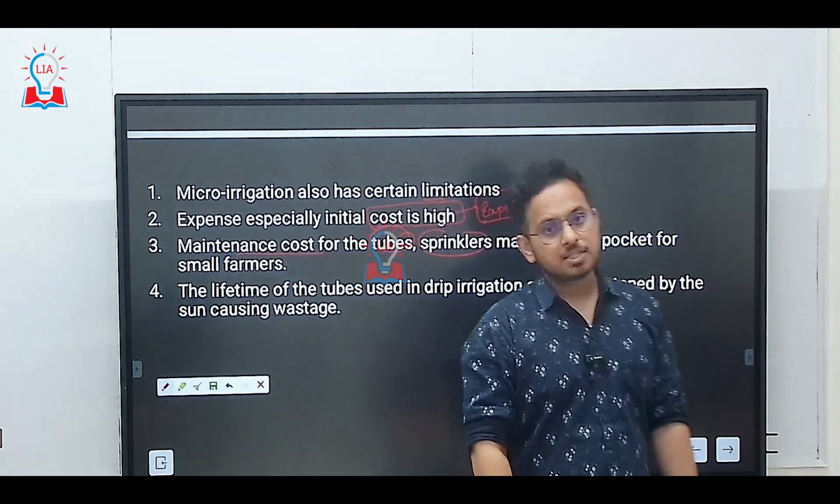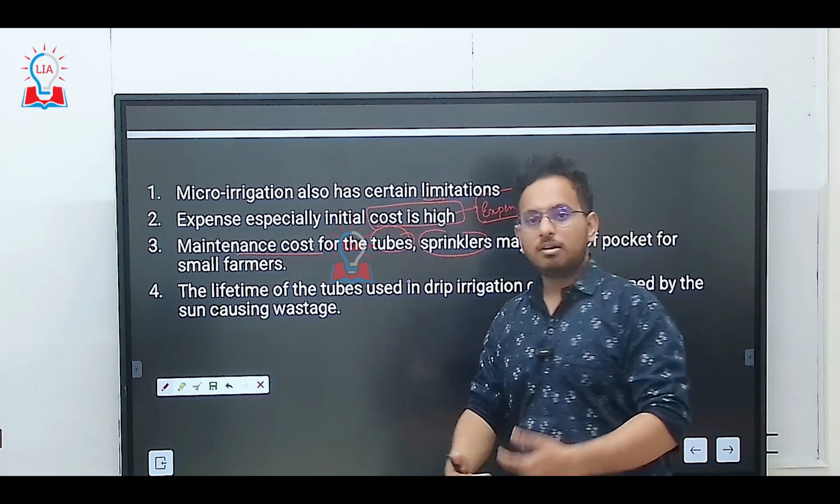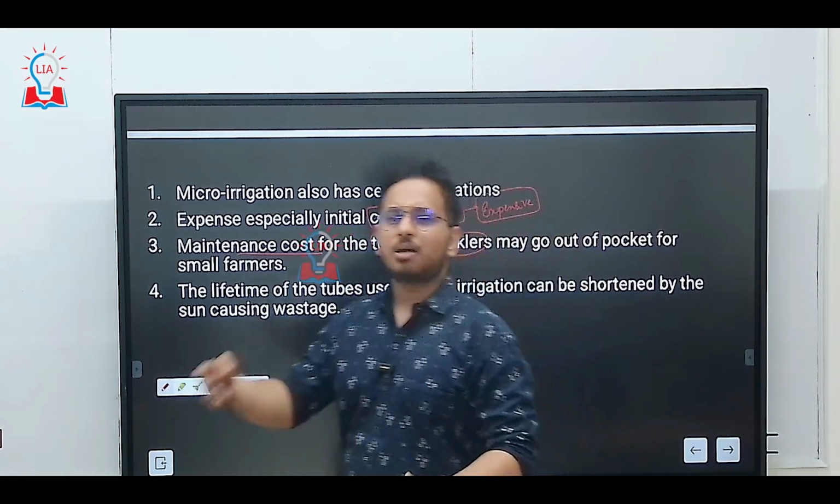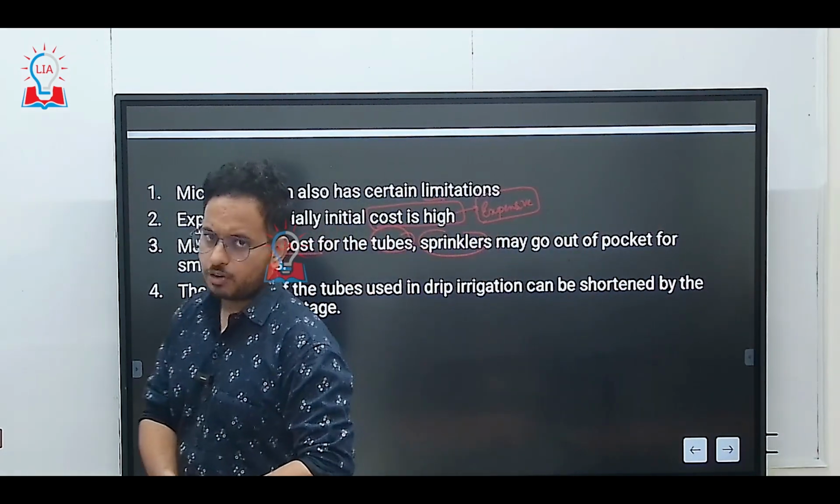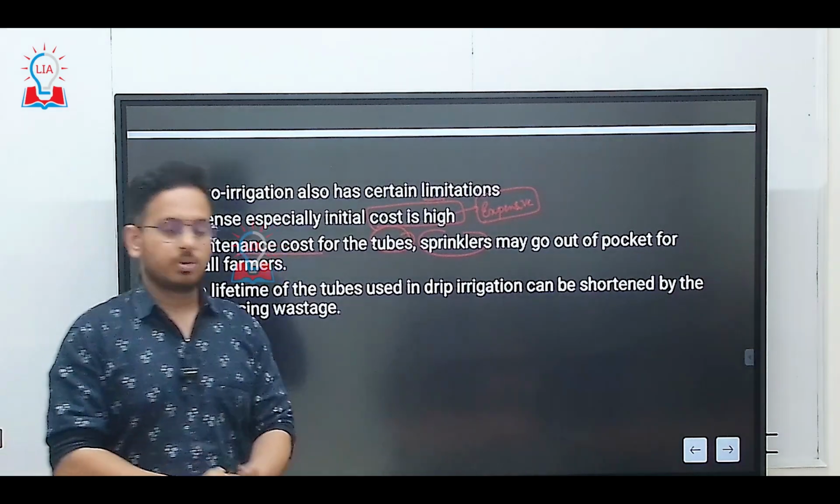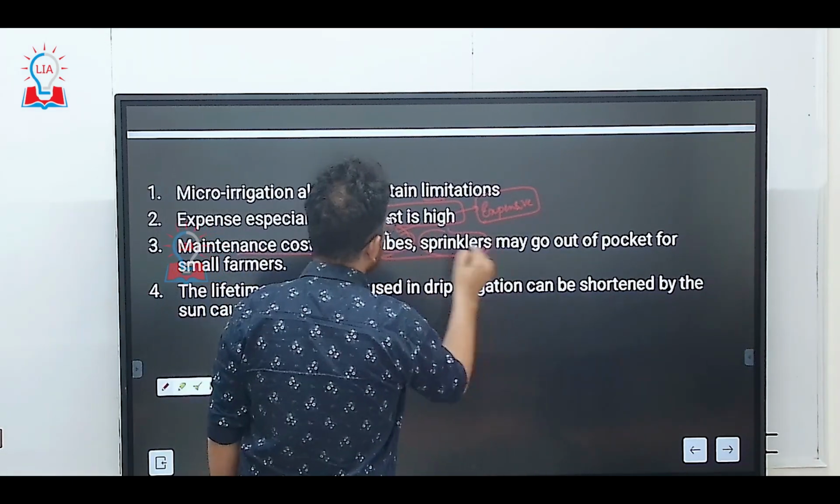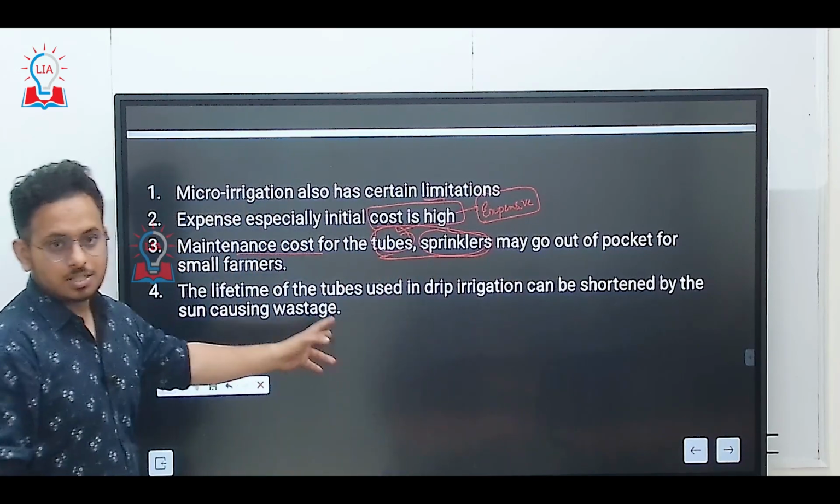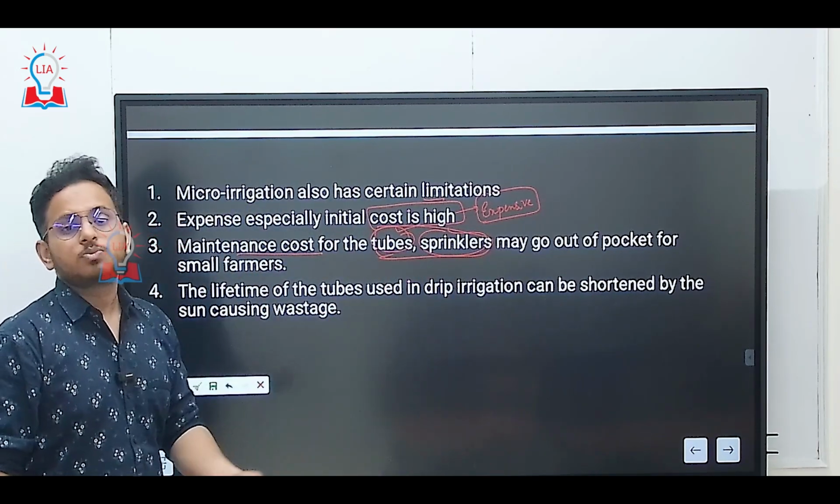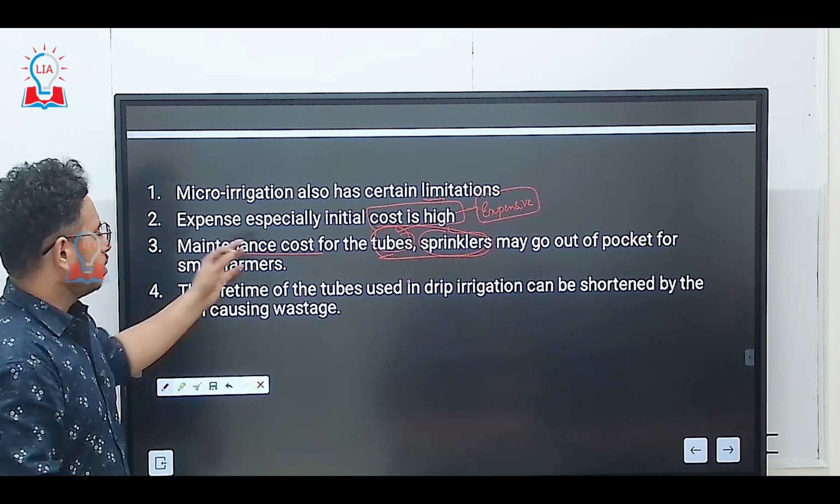So if this equipment is not maintained properly for a particular time period, let's say every 2 months or every 6 months you'll have to get it serviced, and if you don't do it, then the tubes and the sprinklers will stop functioning, and this will cause an extra cost to the farmer.